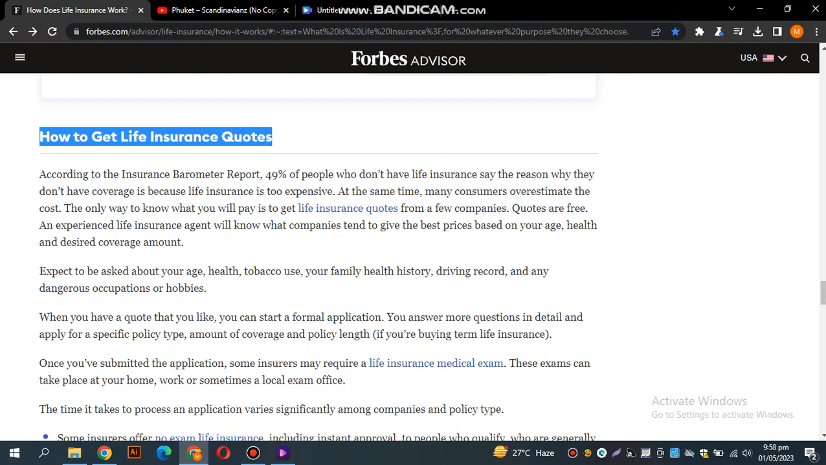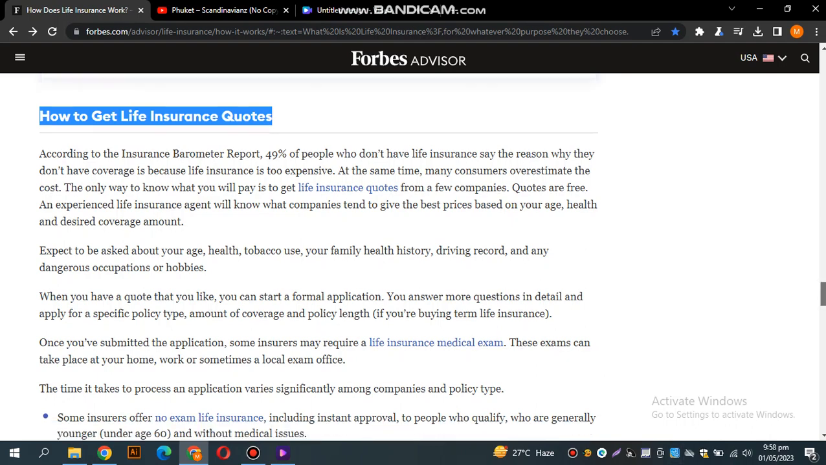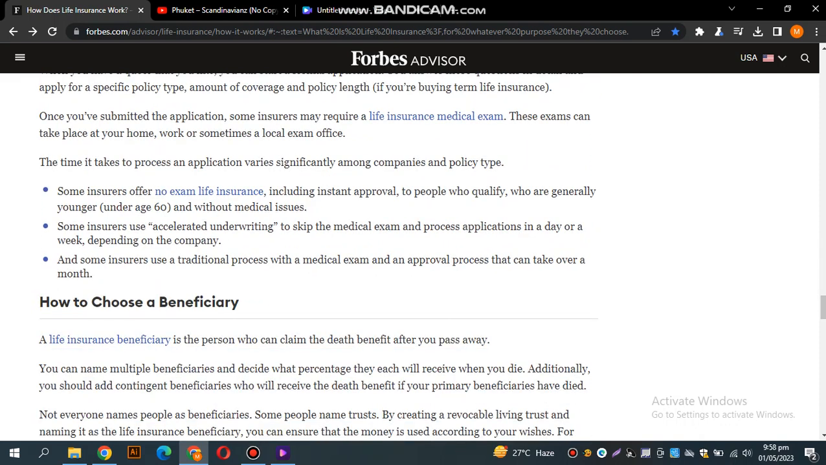Once you've submitted the application, some insurers may require a life insurance medical exam. These exams can take place at your home, work, or sometimes a local exam office. The time it takes to process an application varies significantly among companies and policy type. Some insurers offer no exam life insurance, including instant approval, to people who qualify, who are generally younger, under age 60, and without medical issues.